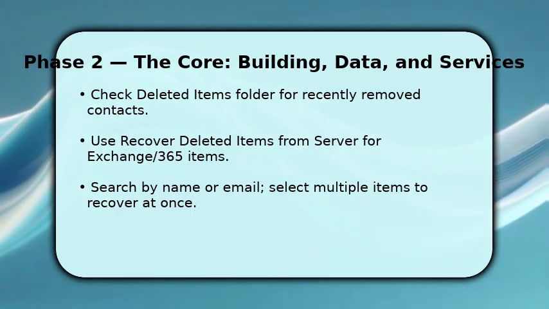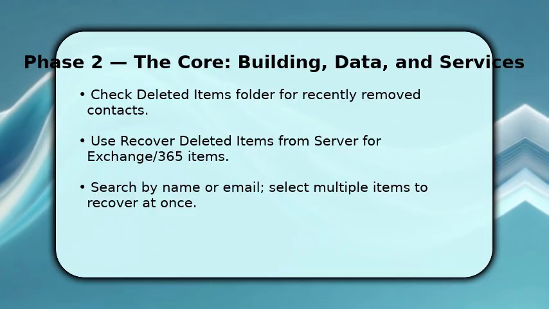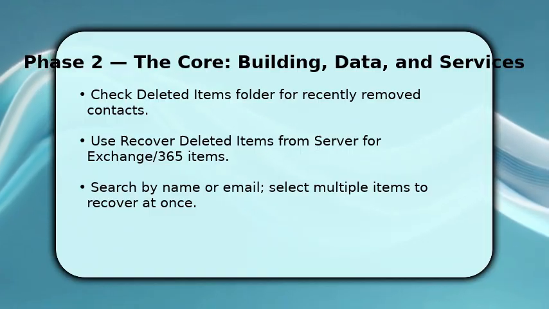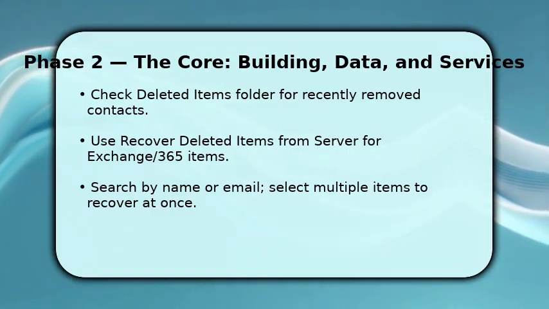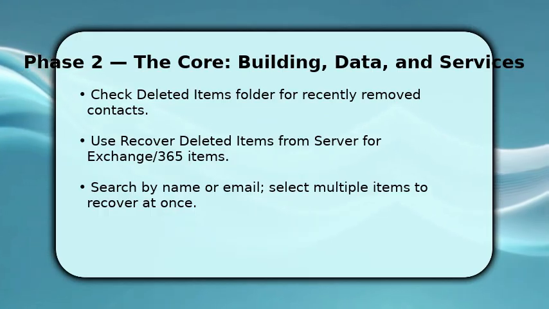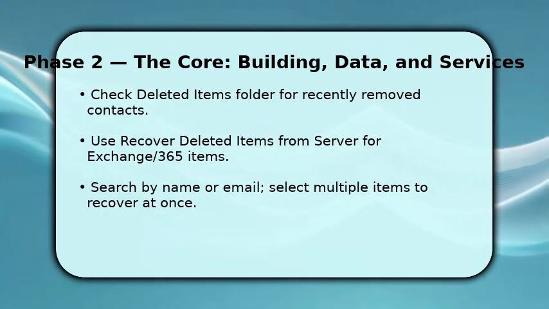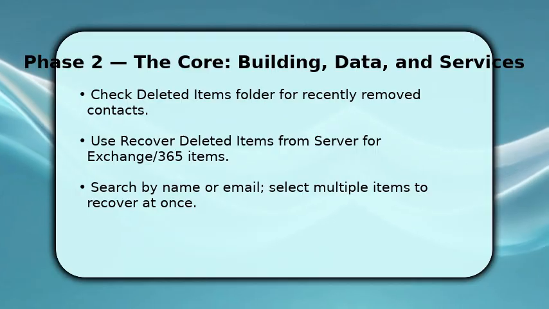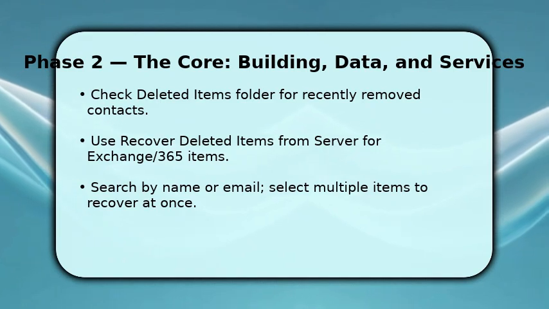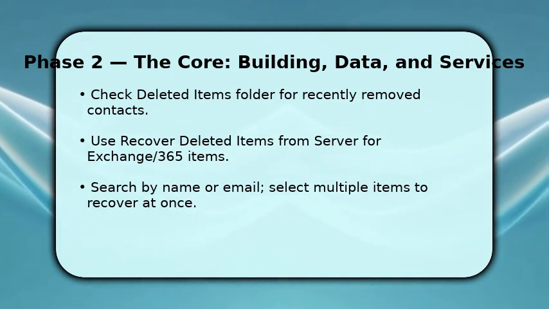If nothing appears, use the Recover Deleted Items tool, found on the Folder tab for Exchange/Office 365. This exposes items purged from deleted items but still recoverable on the server for a retention window. Search by name, email, or partial text to narrow results. Select one or many, then click Recover to return them to contacts. Make sure to confirm they reappear in the correct folder before continuing.